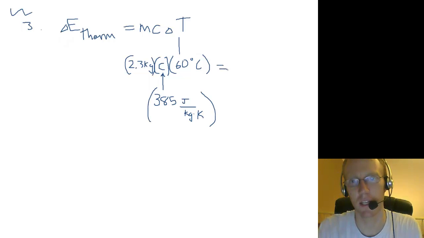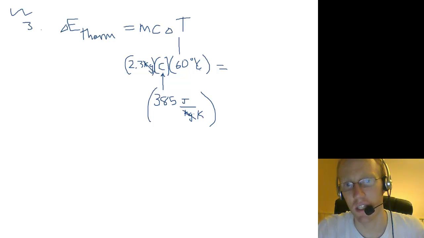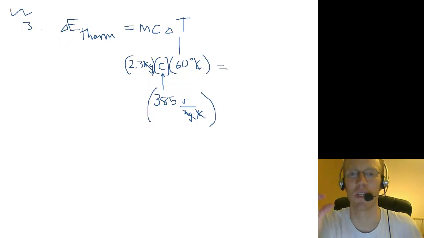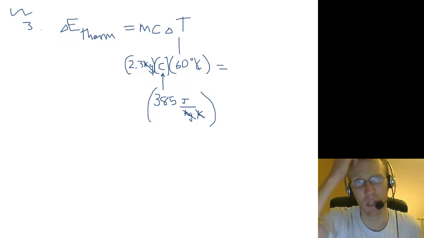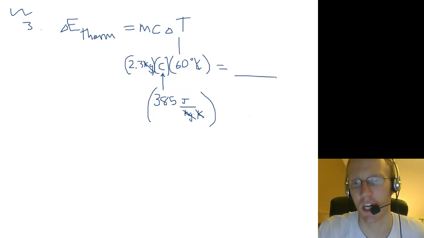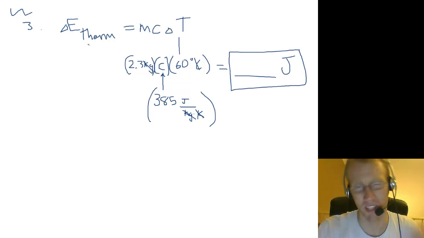So you take out a calculator, you multiply 2.3 times 385 times 60. Kilograms cancel with kilograms. Here, the degrees Celsius cancel with Kelvin because the size of 1 Kelvin and the size of 1 degree Celsius are the same. So even though they're different units, the increment that they have is the same. They cancel. And so your answer is going to come out in joules. And that's going to be the amount of energy that was absorbed. I don't have a calculator, so that's as much as I will do.